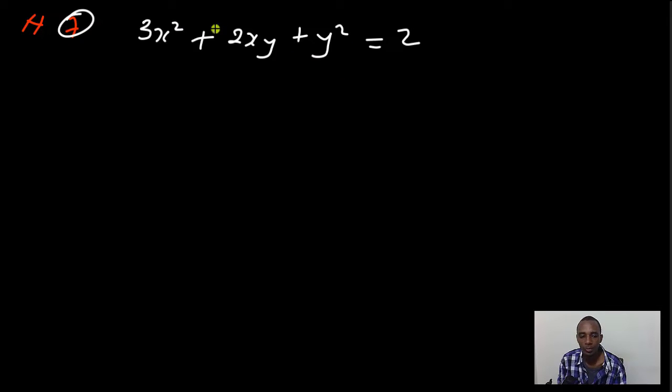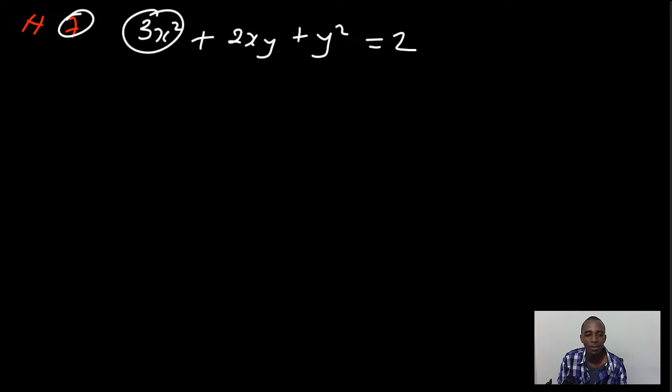So problem number 7. For problem number 7, let's do some implicit function here. We have 3x squared plus 2xy plus y squared equals 2. So we want to find the derivative of y with respect to x. So for this problem here, of course, as an implicit function, we cannot explicitly make x or y the subject of this equation. So we have to differentiate term-wise.